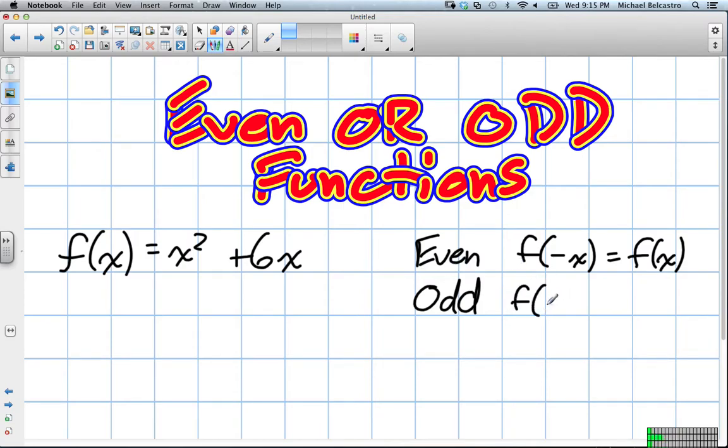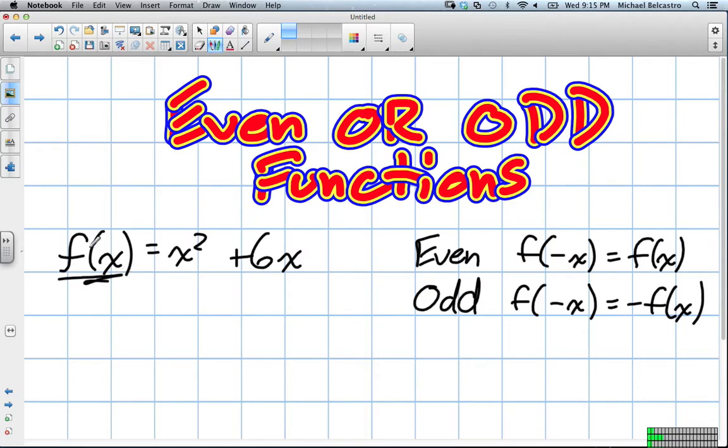If we take f of negative x, and it becomes the negative of the entire function, then it's odd. So that's what he was trying to explain with this piece of paper here. Okay? What we mean by that is we're taking the original f of x.